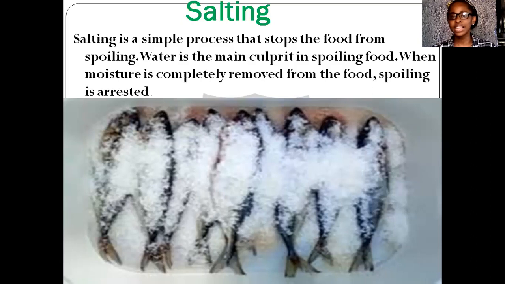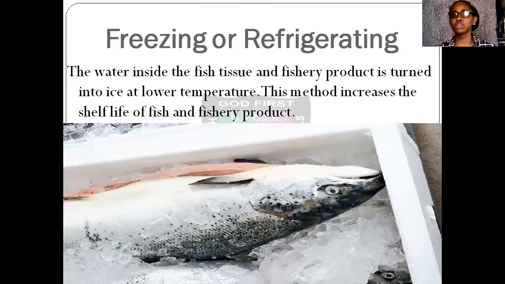So we move ahead, and this salting can be done every day. It can be done in our homes for us to preserve our fish. You can also preserve any of your fishery or any aquatic product by salting, sun drying or smoking. So we move ahead to freezing or refrigerating. Freezing is where you have ice to reduce the temperature of the fish.